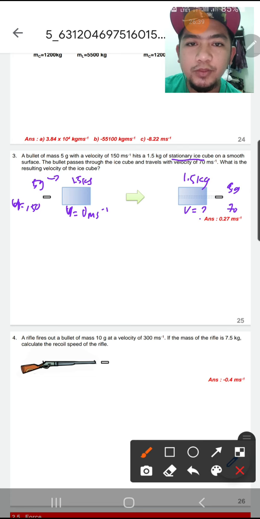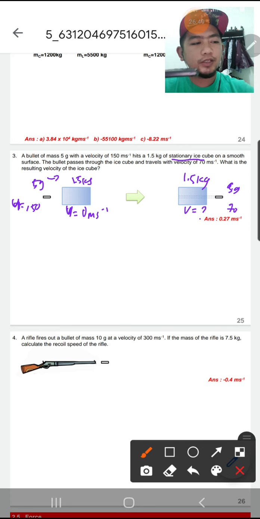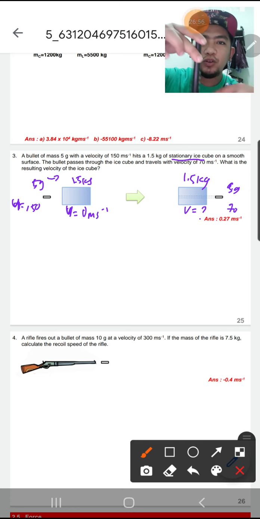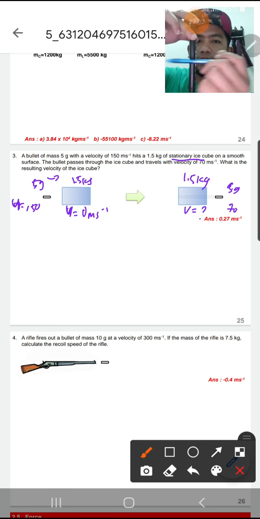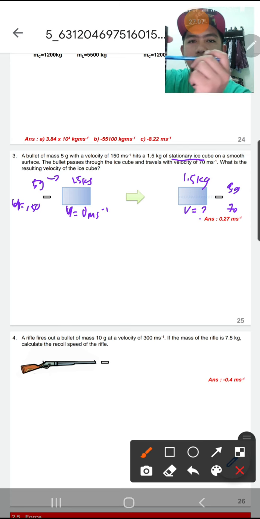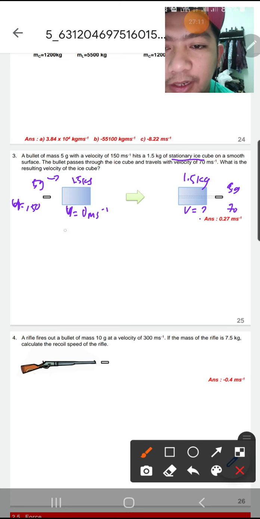Elastic, inelastic, or explosion? For sure, this is an elastic collision, because logically, if this bullet shoots the ice and passes through, of course, this ice is also moving. So moving, but moving separately with the bullet. They are not moving together. So that means this is an elastic collision.